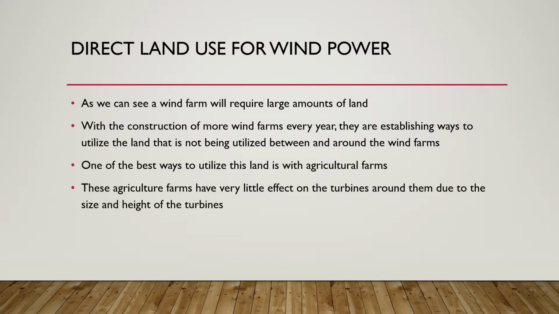As we can see, a wind farm will require large amounts of land. With the construction of more wind farms every year, they are establishing ways to utilize the land that is not currently being utilized between and around the wind farms. One of the best forms for utilizing this land will be agriculture farming. These agriculture farms have very little effect on the turbines around them due to the size and height of the turbines. At the same time, they will produce crops for humans.